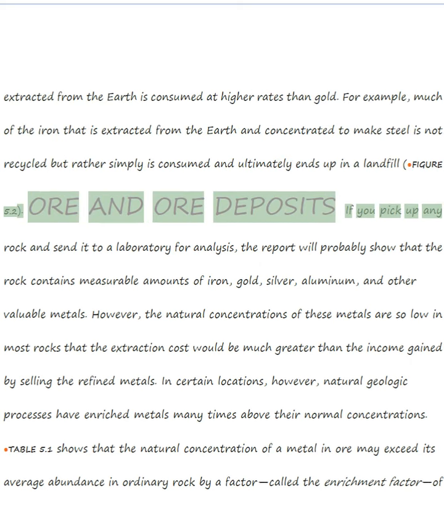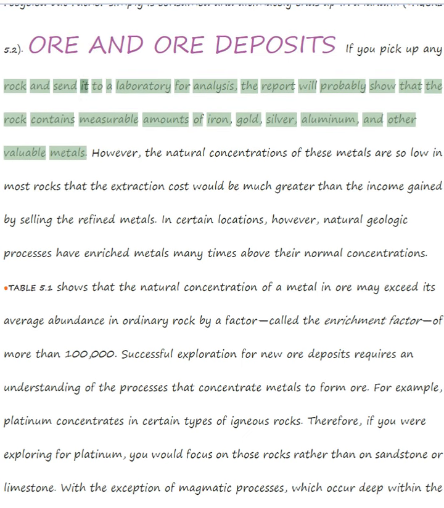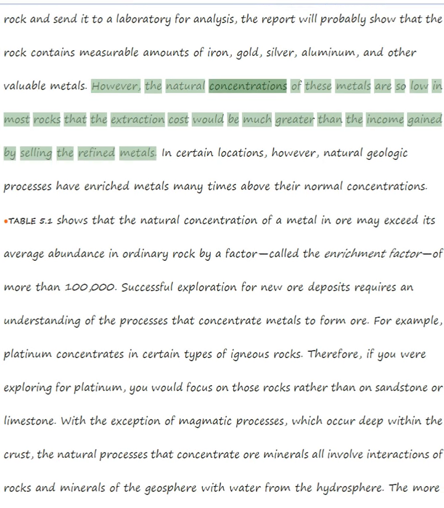Figure 5.2, Ore and ore deposits. If you pick up any rock and send it to a laboratory for analysis, the report will probably show that the rock contains measurable amounts of iron, gold, silver, aluminum, and other valuable metals. However, the natural concentrations of these metals are so low in most rocks that the extraction cost would be much greater than the income gained by selling the refined metals.